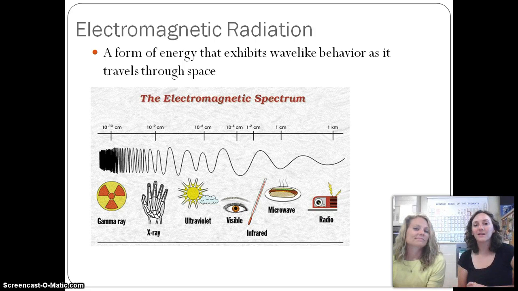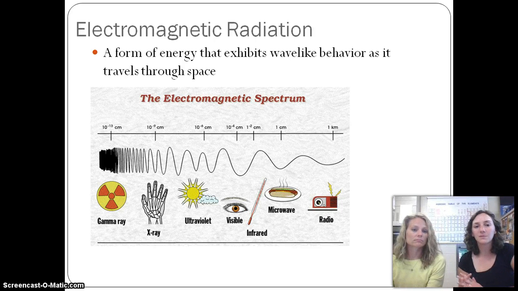Okay, electromagnetic radiation. That's a form of energy that exhibits wave-like behavior as it travels through space. So below the writing, you've got the electromagnetic spectrum. It goes from gamma rays all the way to radio waves. Now you'll see the spectrum going in both directions. So you may see radio waves on the left side and not on the right side. It's fine, it's the same spectrum, it's just going by frequency or by wavelength.